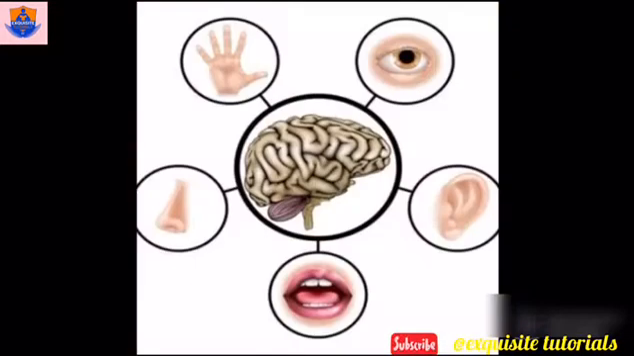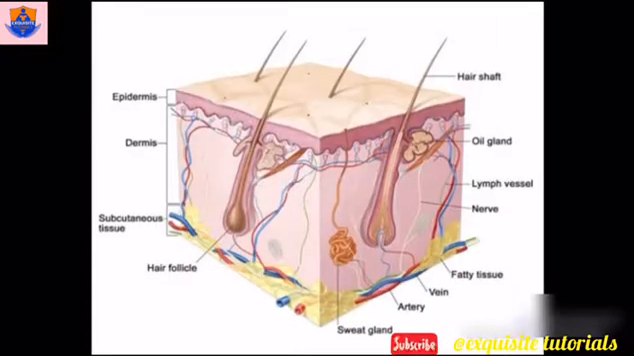So quickly, let's look at the sense organs. It's not a new thing knowing that we have five basic sense organs. Now let's check out the skin. The skin has nerve endings and is very sensitive to touch, pressure, pain, heat, and cold.